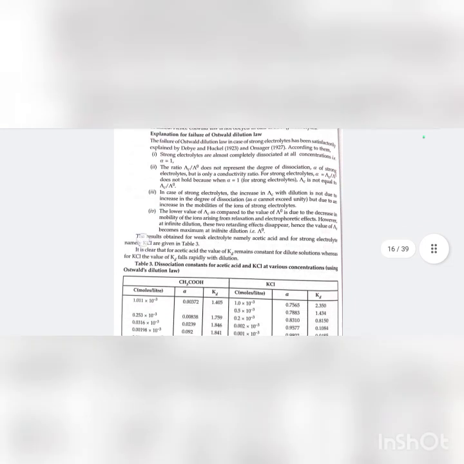It is clear for acetic acid that the value of Kd remains constant for all dilute solutions, whereas for KCl the value of Kd falls rapidly with dilution. Now, applications of Ostwald dilution law. Ostwald dilution law is applicable only to weak electrolytes.